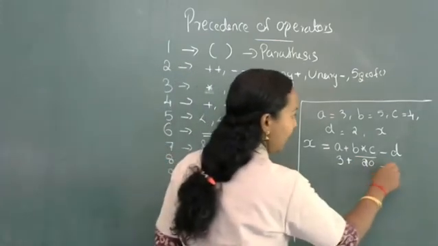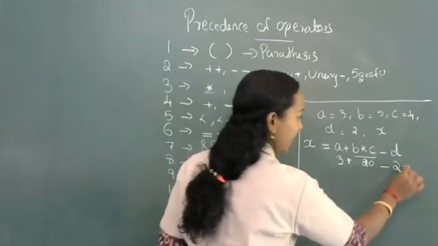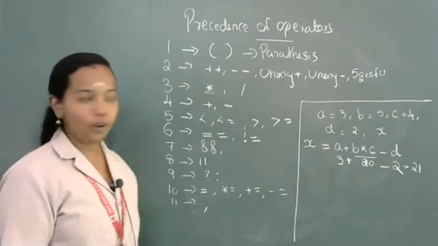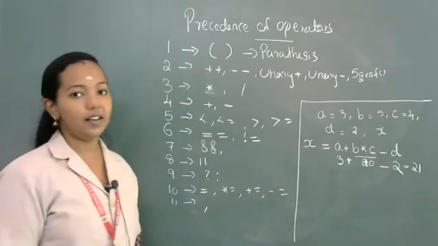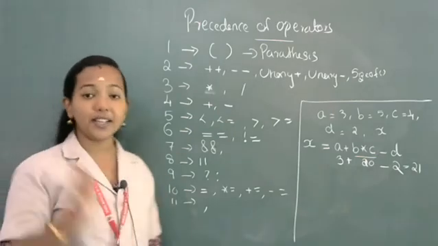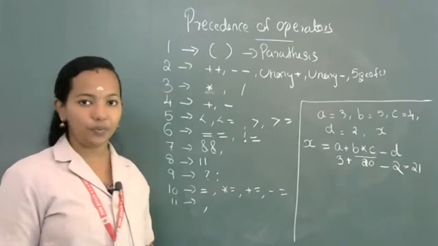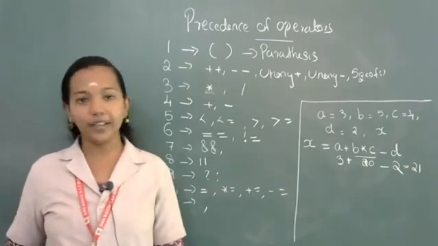Then minus, what is the value of D? 2. So, what will be the result? 21. Okay. So, according to the precedence of operator, we are getting the result. So, in this expression, star has the highest priority. So, B star C will execute first. After that, plus A and then minus D.